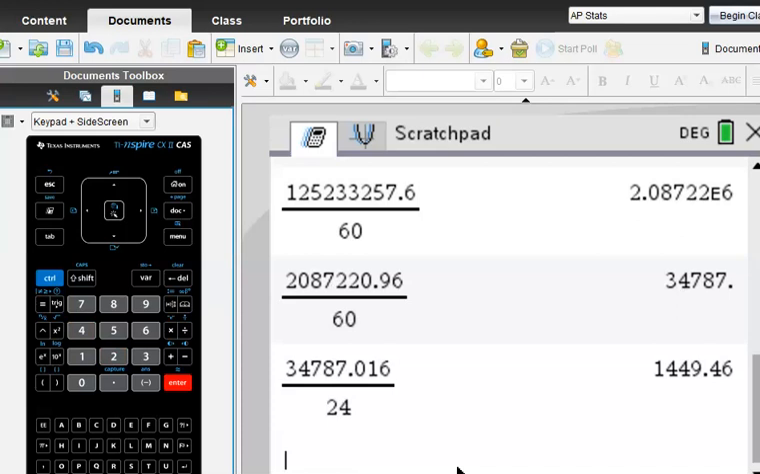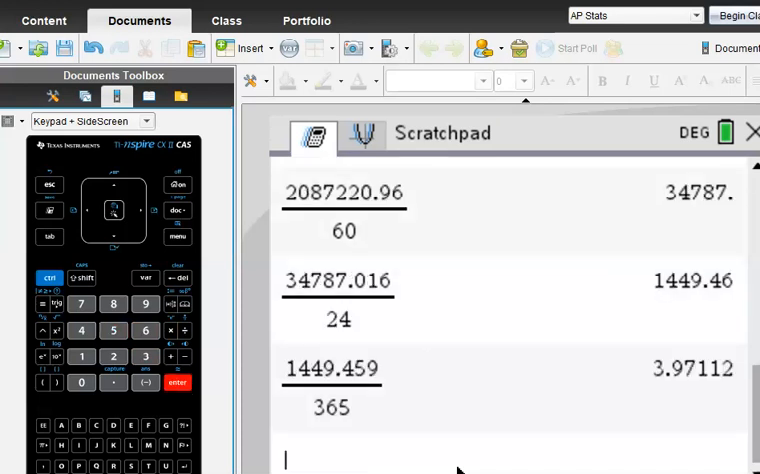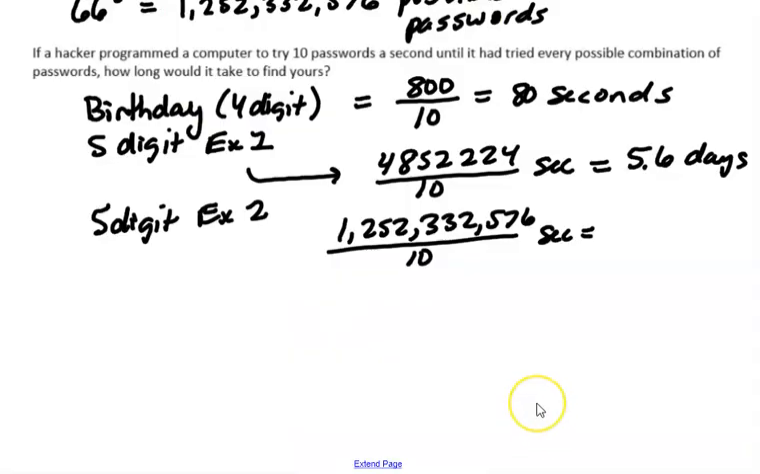Let's go to years. Let's divide it by 365. That's 3.97 years of continually trying numbers before they could break that password. Wow, that's a lot more secure. This turns out to be 3.97 years. And that's just a 5-digit password with 66 possible characters.